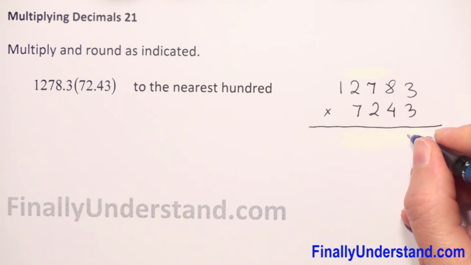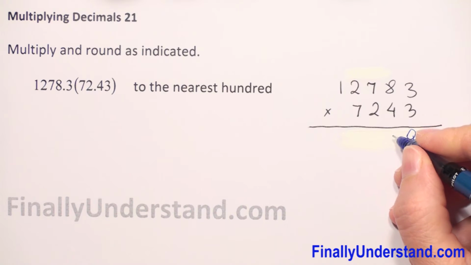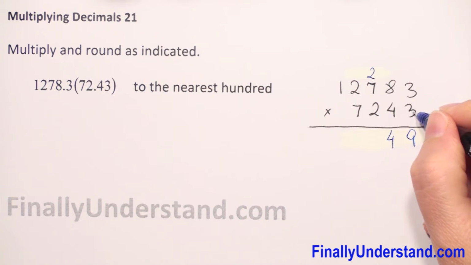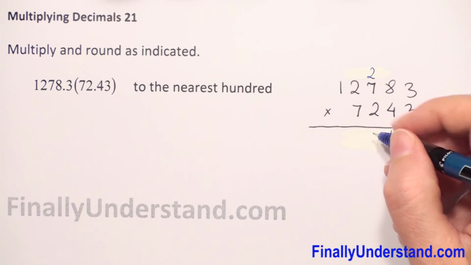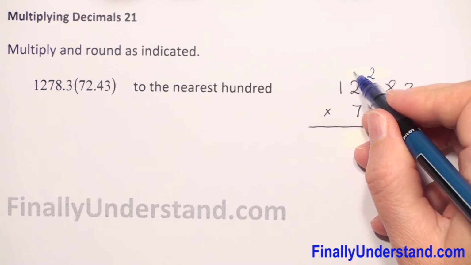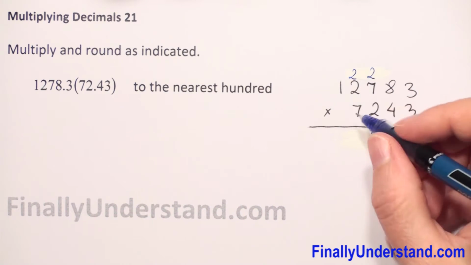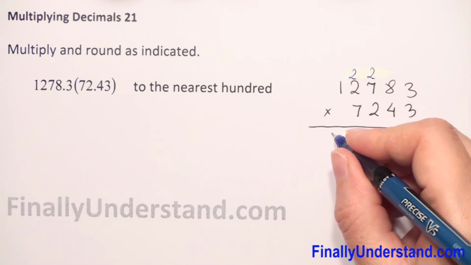3 times 3 is 9. 3 times 8 is 24. So we have 4 and 2 will go to next column. 3 times 7 is 21 plus 2 is 23. So we have 3 and 2 will go to next column. 3 times 2 is 6 plus 2 is 8. 3 times 1 is 3.